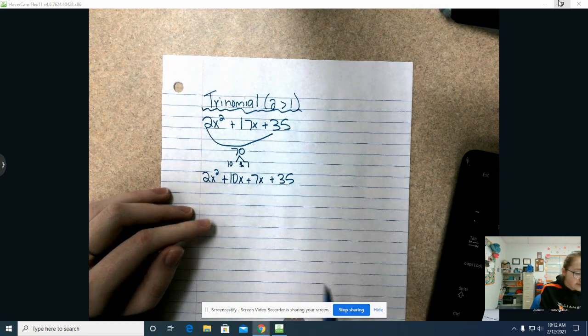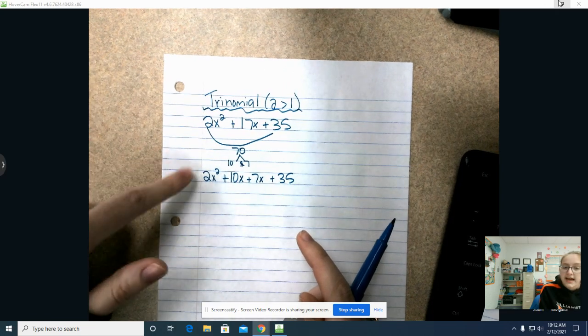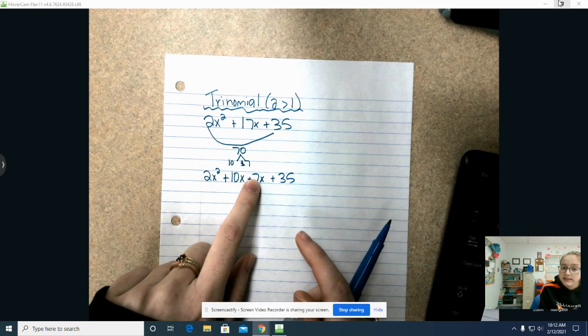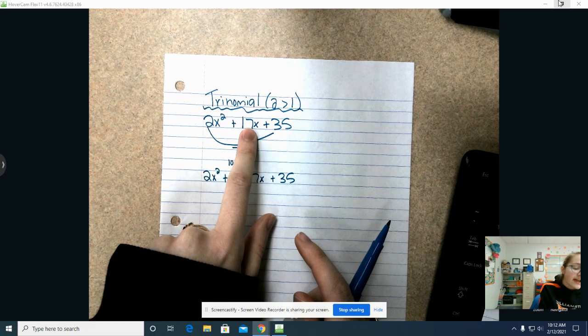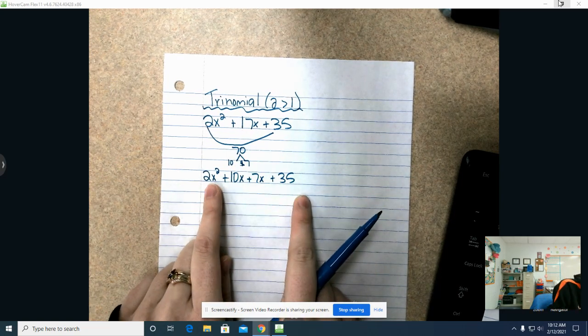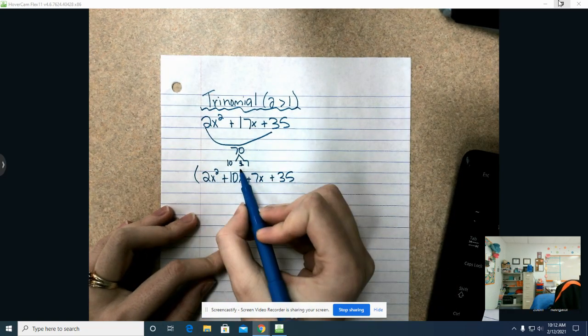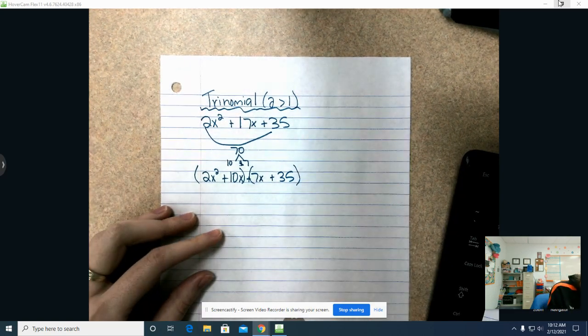So these are the same expressions. I just rewrote that 10 plus 7x differently than the 17x. So now that I have 4 terms, I'm able to go ahead and do my grouping that we just learned how to do.